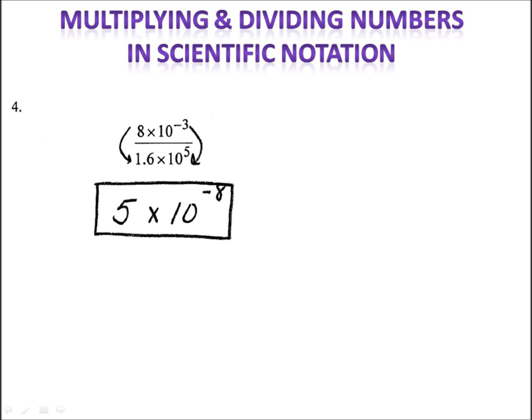We begin by dividing 8 by 1.6. That gives me the number 5. Then we do our powers of 10. Negative 3 minus 5 is negative 8. This number is already written in scientific notation because 5 is a number between 1 and 9.